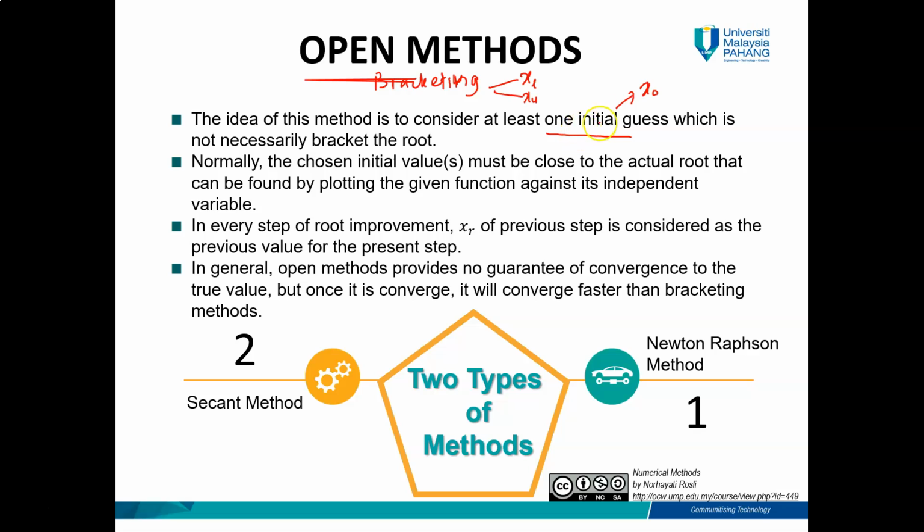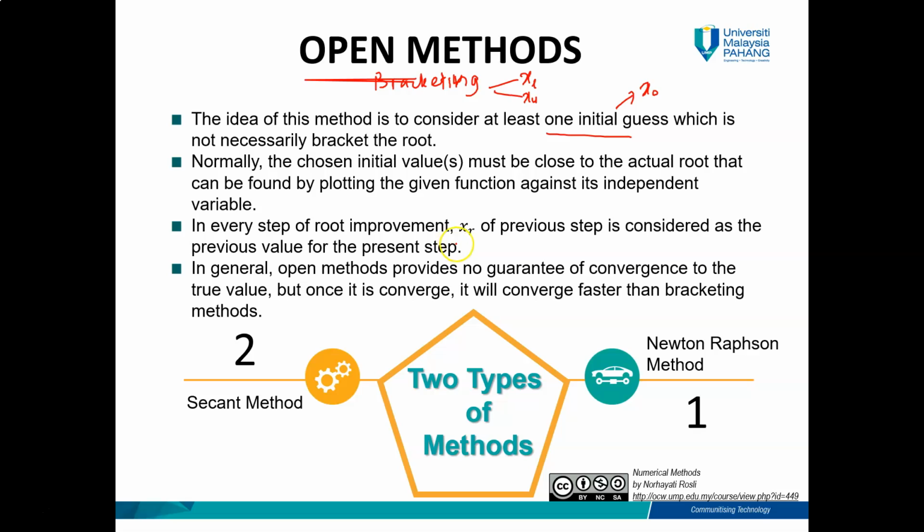This initial guess is already the estimated root. Okay, but an initial estimated root. Normally, the chosen value must be close to the actual root, which can be found by plotting the given function against its independent variable. That means if you use the graphical method, you can see where the graph crosses the x-axis, and you can choose the initial value based on that point.